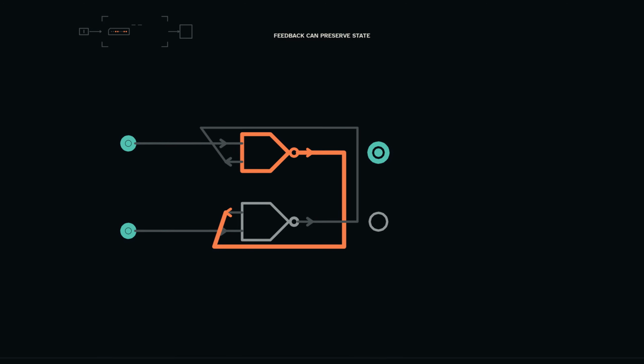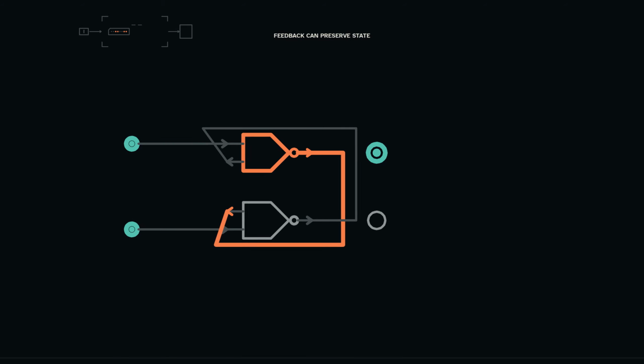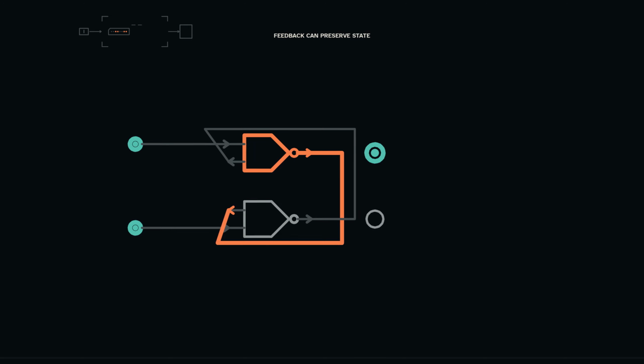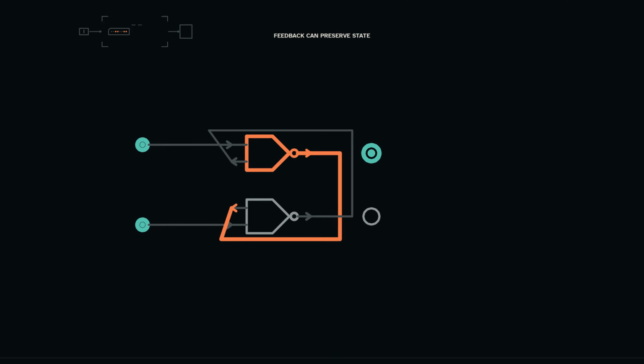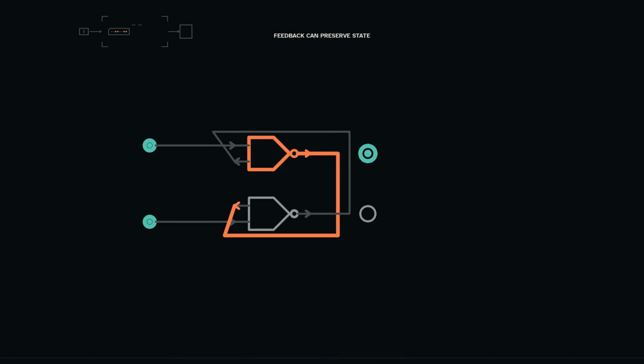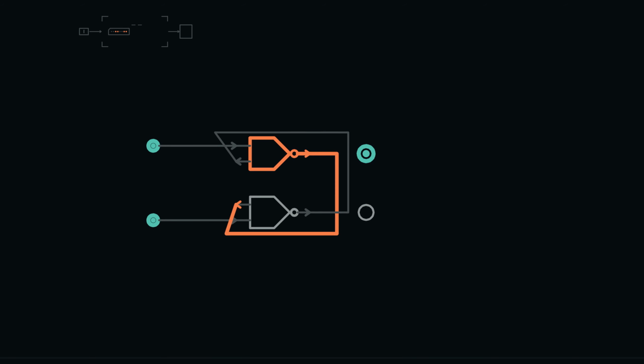The lower NAND receives 1 from reset and 1 from Q, so it remains 0. Feedback sustains the pair after the request disappears. Current external inputs no longer determine output alone. Previous stable state also matters. That dependence on history is memory.